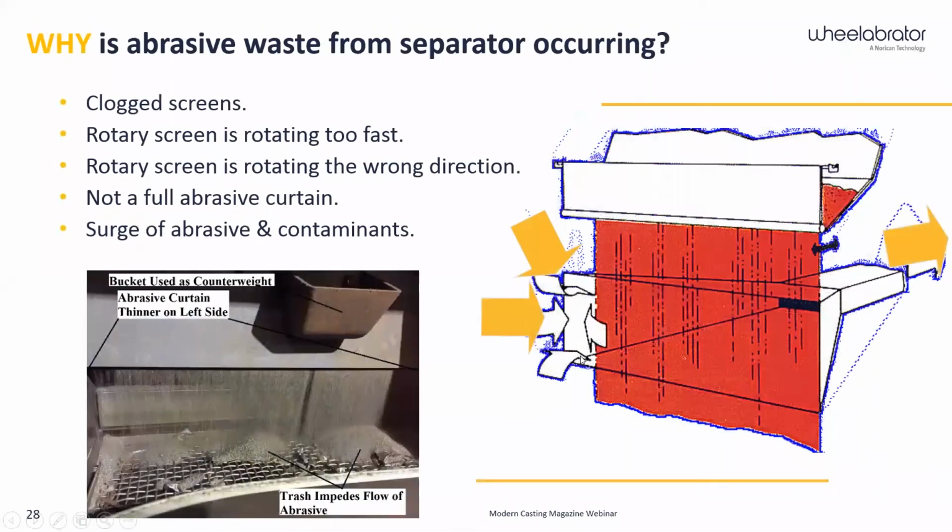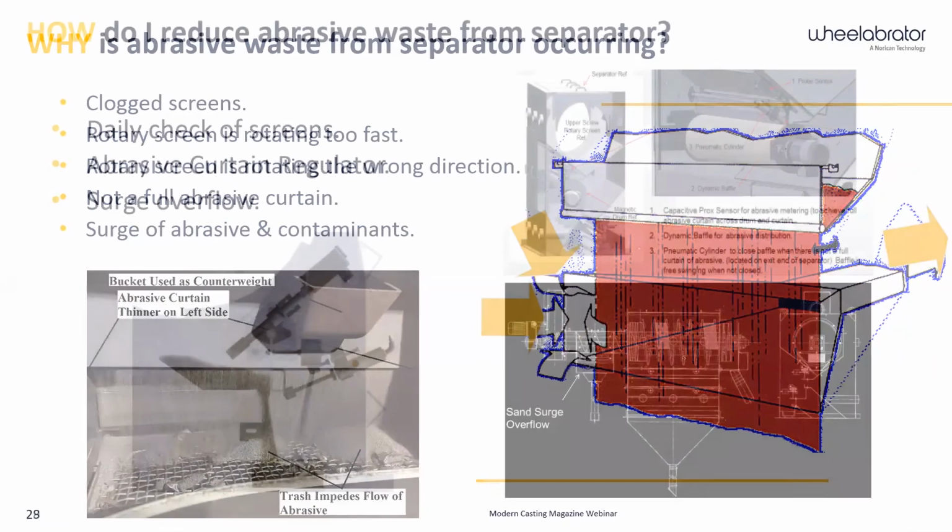And then another area is a surge of abrasive and contaminants. We see this a lot in foundry applications. In that first 30 seconds, maybe a minute after a casting is brought into the blasting chamber, obviously it has a tremendous amount of sand on it. The bulk of that sand comes off in the first minute or two of blasting, and it's going to have an impact on your separator settings. So those are a couple areas of why some of this waste from the separator is occurring.